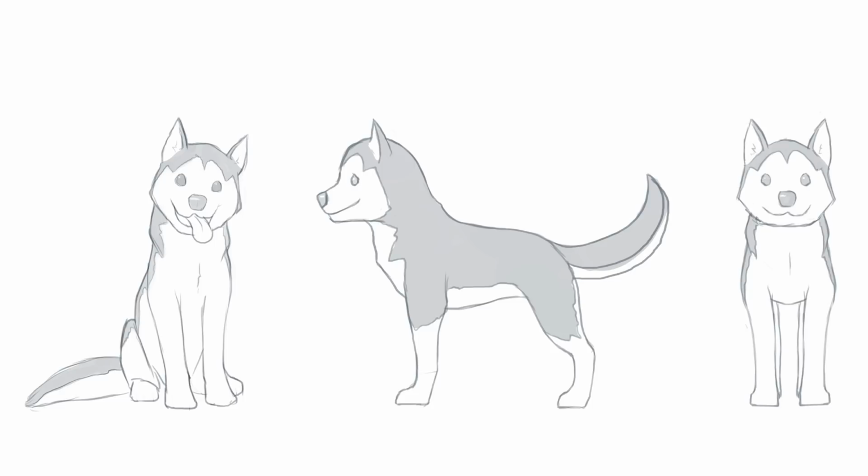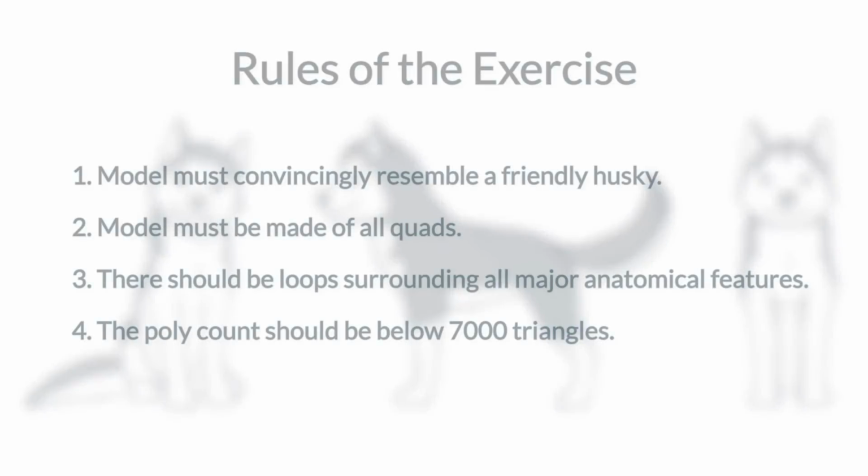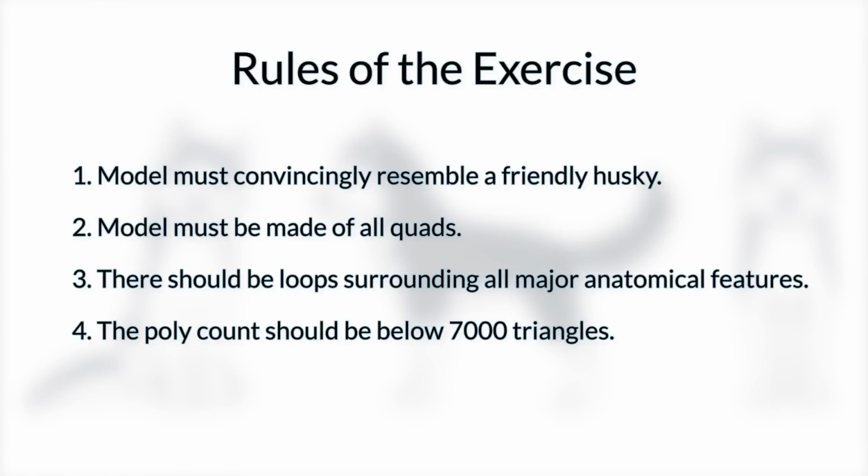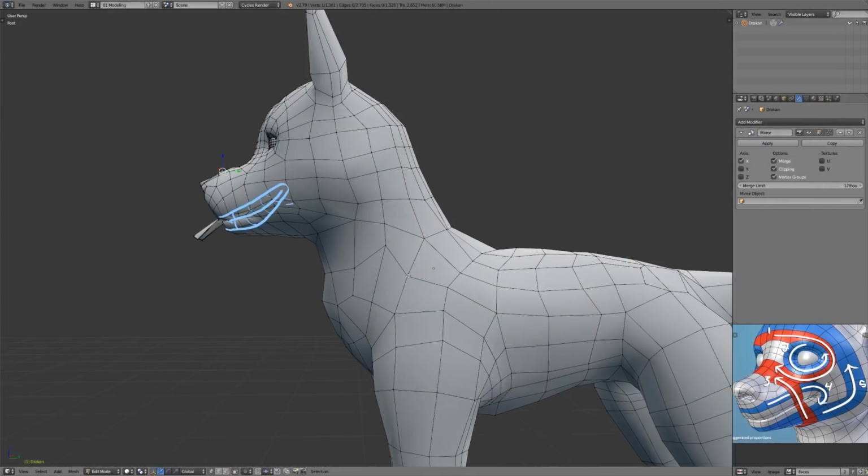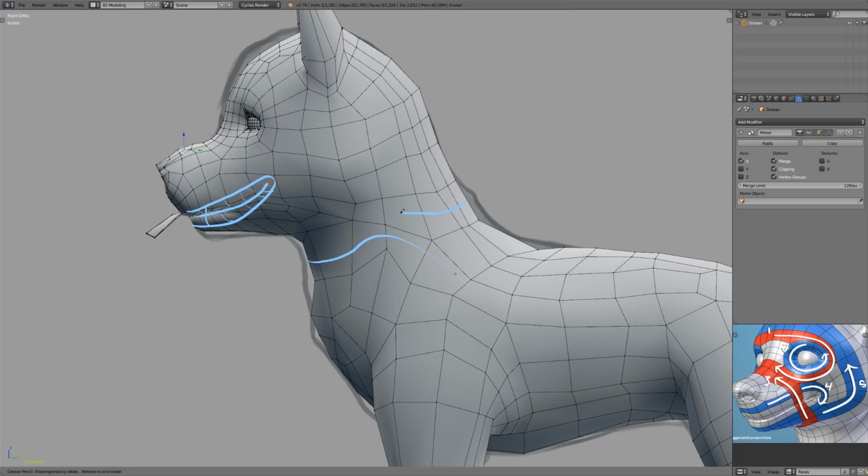So this exercise is simply to model this husky dog as seen in the concept art, to make the final model be all quads, to surround all major anatomical features with loops, and to keep the poly count below 7,000 triangles. In this video, I'll be going over some of the submissions and pointing out a few key areas that tripped up a lot of people, and show you how to go about fixing those things.